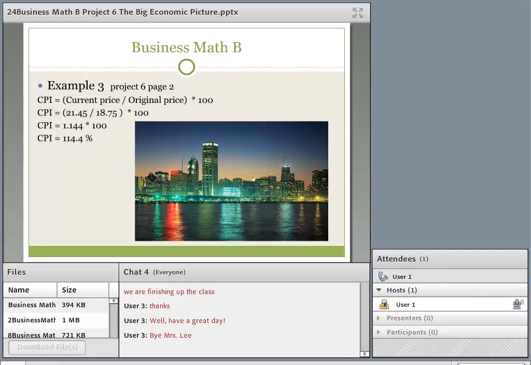So we're filling in the current price, and we fill in the original price. We multiply by 100. And there it is. The CPI, again, we move the decimal over twice because we're talking about percents, is 114.4%.